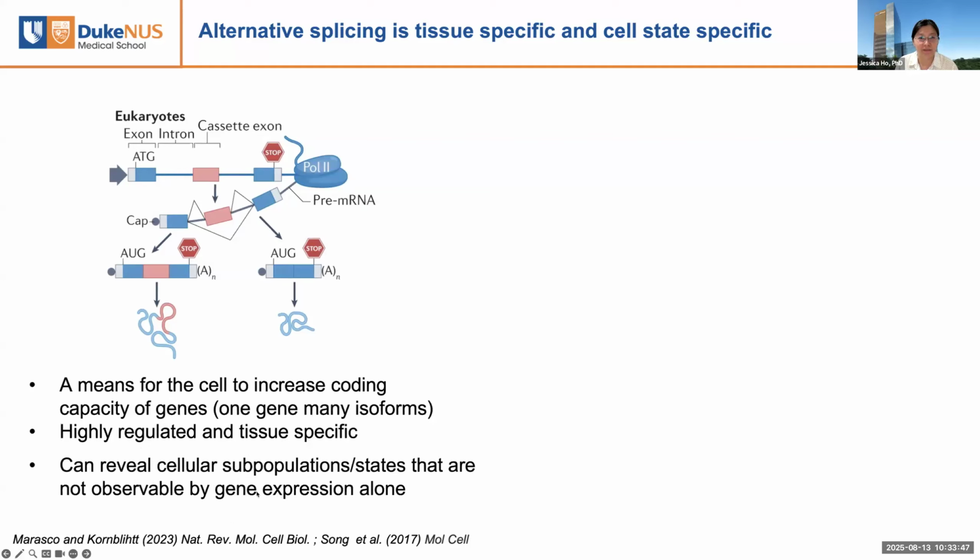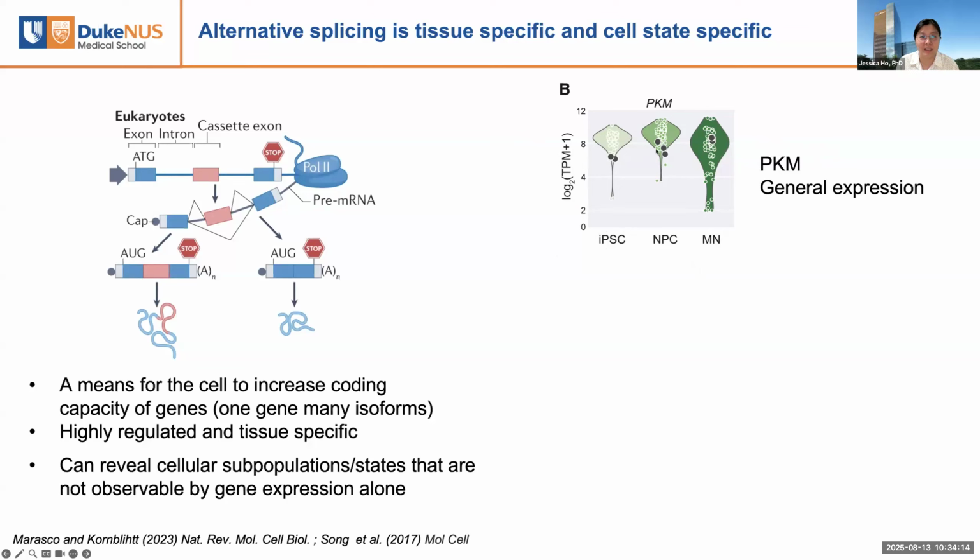So here I show protein kinase M. So this is a differentiation of neurons from iPSCs all the way to motor neurons. And if you look at the gene expression profile of protein kinase M from iPSCs all the way to the mature neurons, you see that expression of PKM actually doesn't look that much different between the three cellular states. If you stop here, you would say that PKM is not very important for neuronal differentiation.